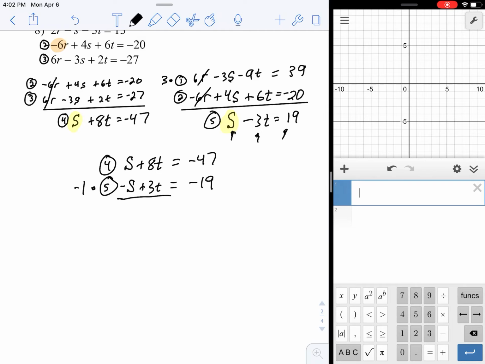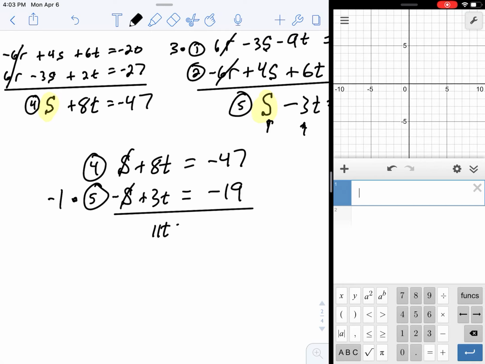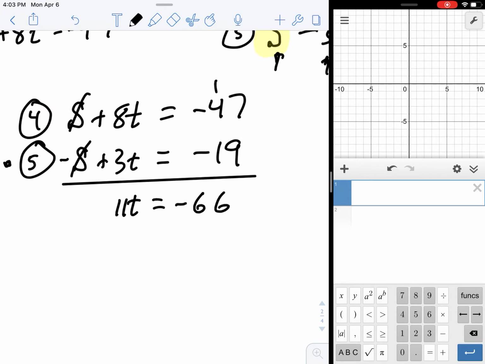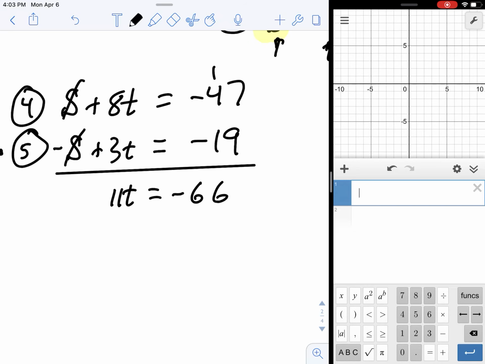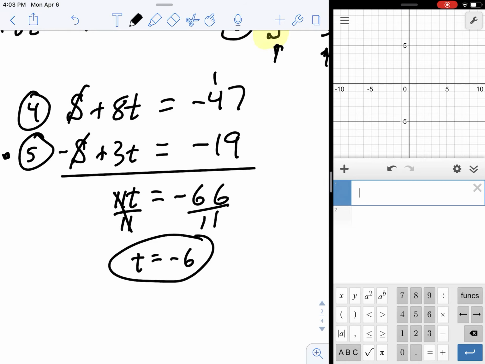Draw a line and do this elimination process one more time. s minus s cancels. 8t plus 3t is 11t. -47 and -19 is -66. 9 and 7 is 16. Carry the 1, 4, 5, and 6. Now, you could say, okay, we got a sixth equation, this equation 6. But no, you don't have to do that. If you divide both sides by 11 at this point, you can solve for t, and we've got part of our solution done.